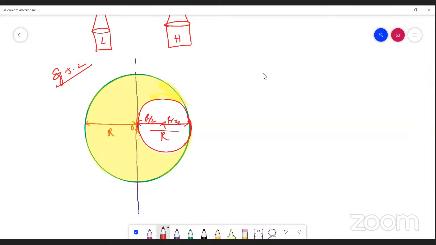Let me say the center of mass of the shaded portion is at a distance x to the left of the origin. We shall go step by step. You can go with the solution here.